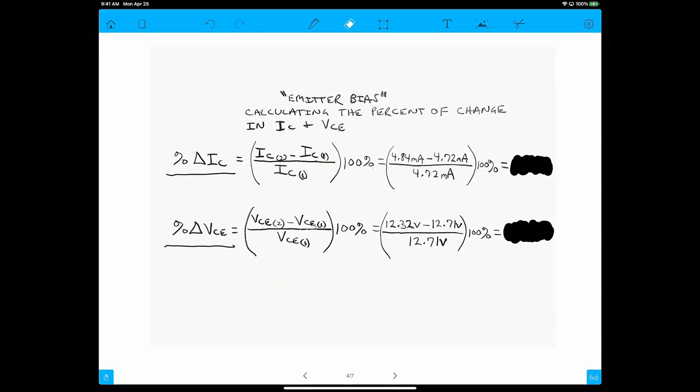All right, so basically what happens here, let's look at this real quick. When we put these values into our formula, for IC we have an increase of about 2.54%. Overall, since our heat was so intense, our beta or our gain actually increased to more than double what our previous beta gain was. And the only change we had there with IC was a slight increase of 2.54%. And for our VCE, we had a decrease of only a negative 3.07%. So this is a very stable type of circuit for biasing.